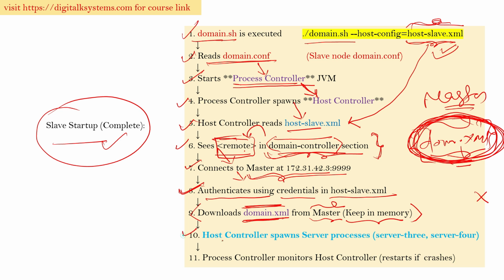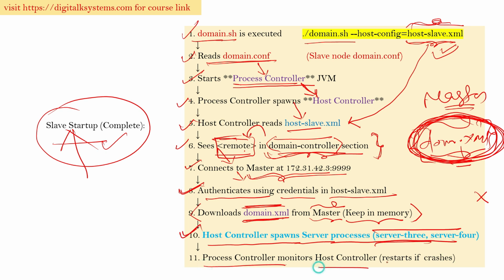Then it is going to start the host controller. The host controller is going to start your servers, whatever servers you have in the different server groups in that particular slave host. Your host controller is going to start your servers, and again the process controller monitors the host controller, and if it crashes, it is restarted. So the difference between master and slave comes here, right?